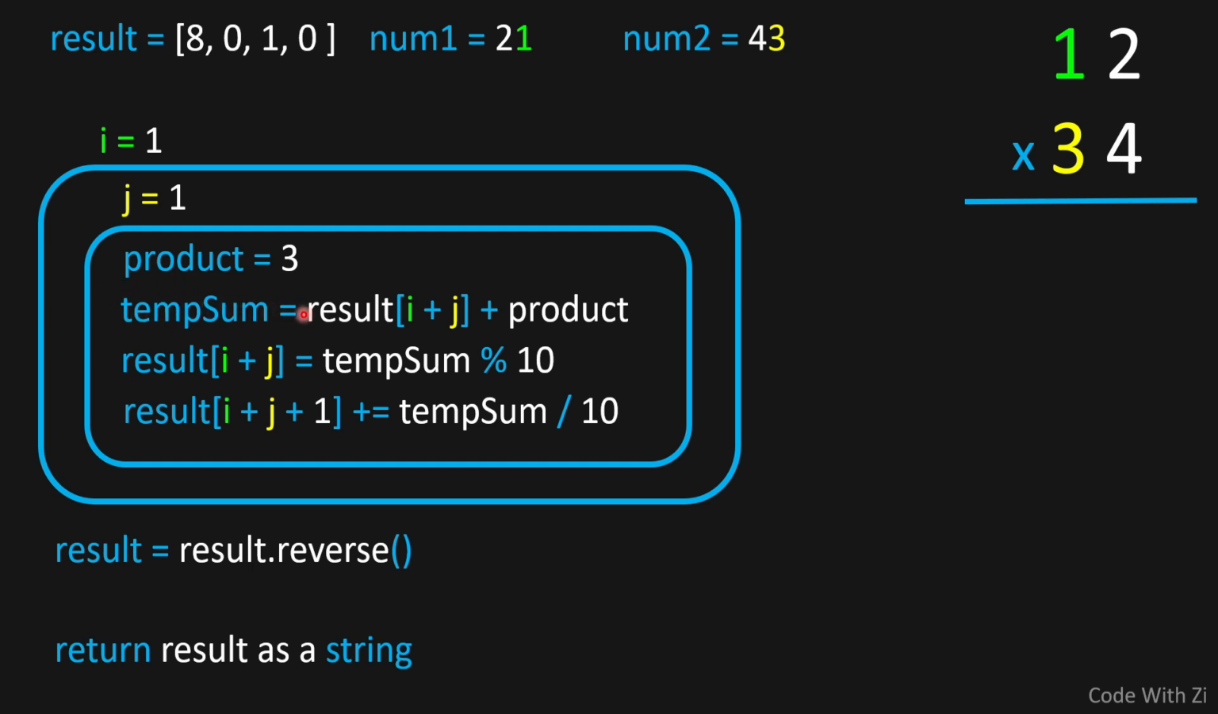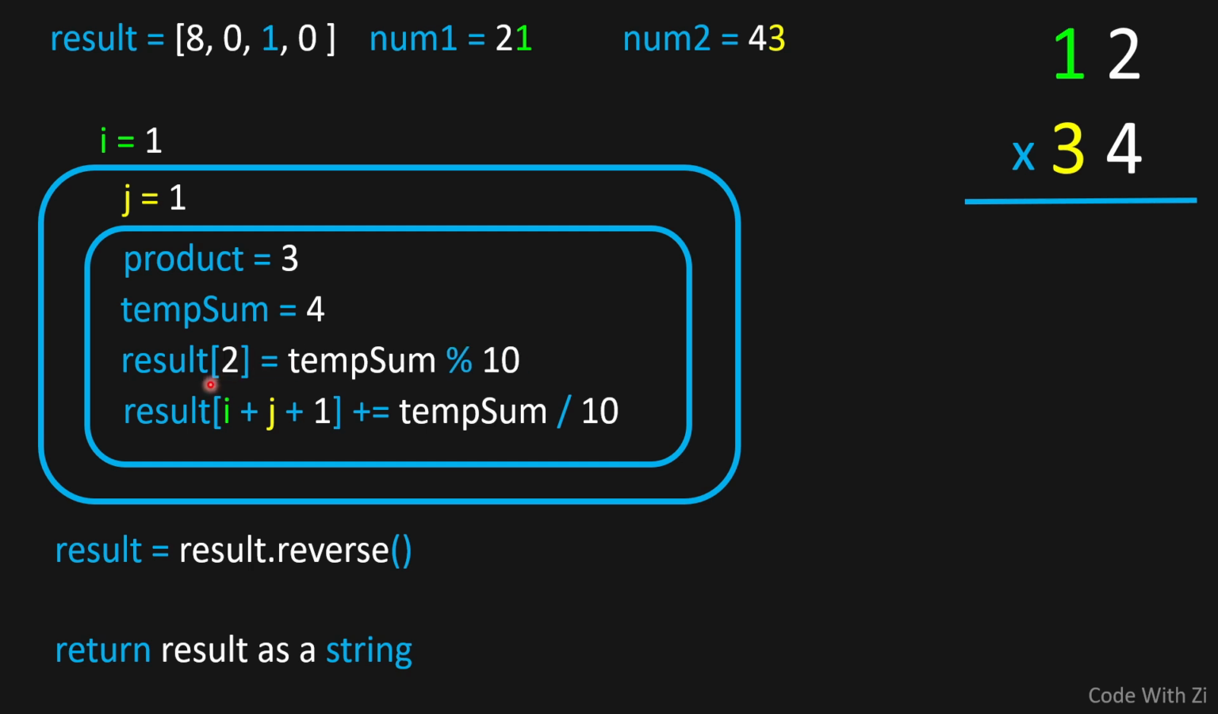Our temp sum is equal to result at the index of i plus j, which is going to give us 2, like so, and it's going to give us this number here. So we have 1 here plus product, which is 3, and we're going to have 4. So our temp sum is 4, and we're going to say result at the index of i plus j, which is going to give us 2, like so, and it's going to be pointing to this number here, should be equal to temp sum mod 10, and that's going to give us 4. So we're going to add 4 here, and we're going to check for carries if we have one.